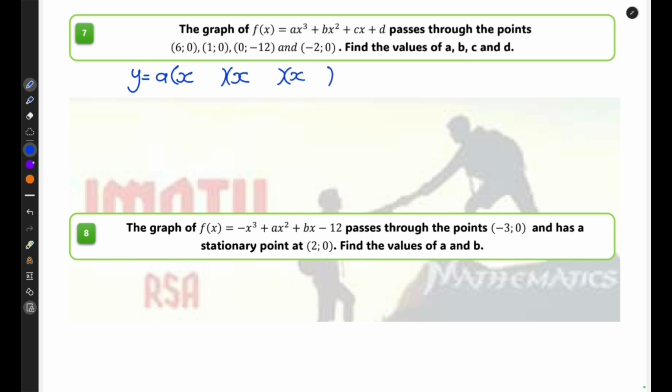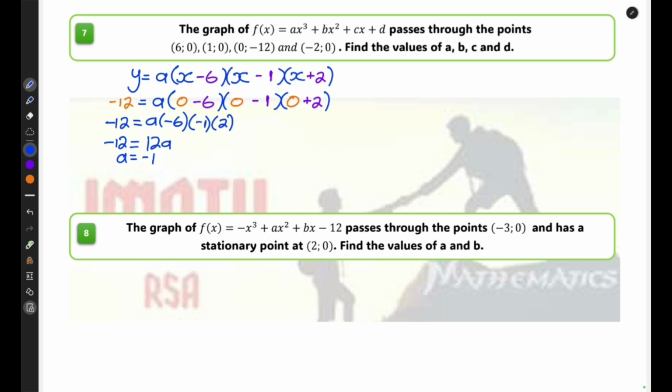So I know my first bracket is going to be x minus 6, then x minus 1, and then x minus 2, which I'm just going to make x plus 2. The random point that I'm going to use is the y-intercept, but as long as it's not an x-intercept, I can sub anything in as long as I know x and y. So I know y is minus 12 when x is 0. And if I sub in and simplify, I can see that my a value is just minus 1. So now I can start the whole process again of foiling out these brackets and then see what my final answer would be.